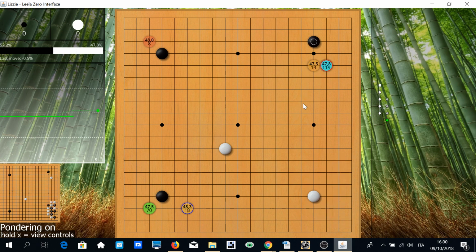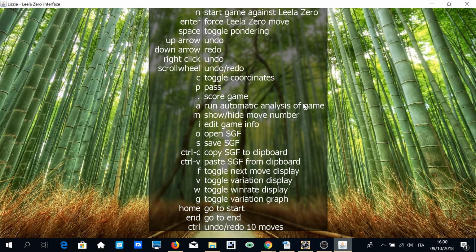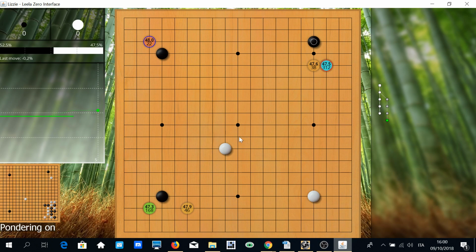So what to do with this tool? You can press the X like this, and if you hold X, you can have additional commands to run some analysis of a game. For instance, you have to open an SGF and then you analyze with A, and so on and so on. So in this position, you can find all the suggestions of Lila Zero. Enjoy!